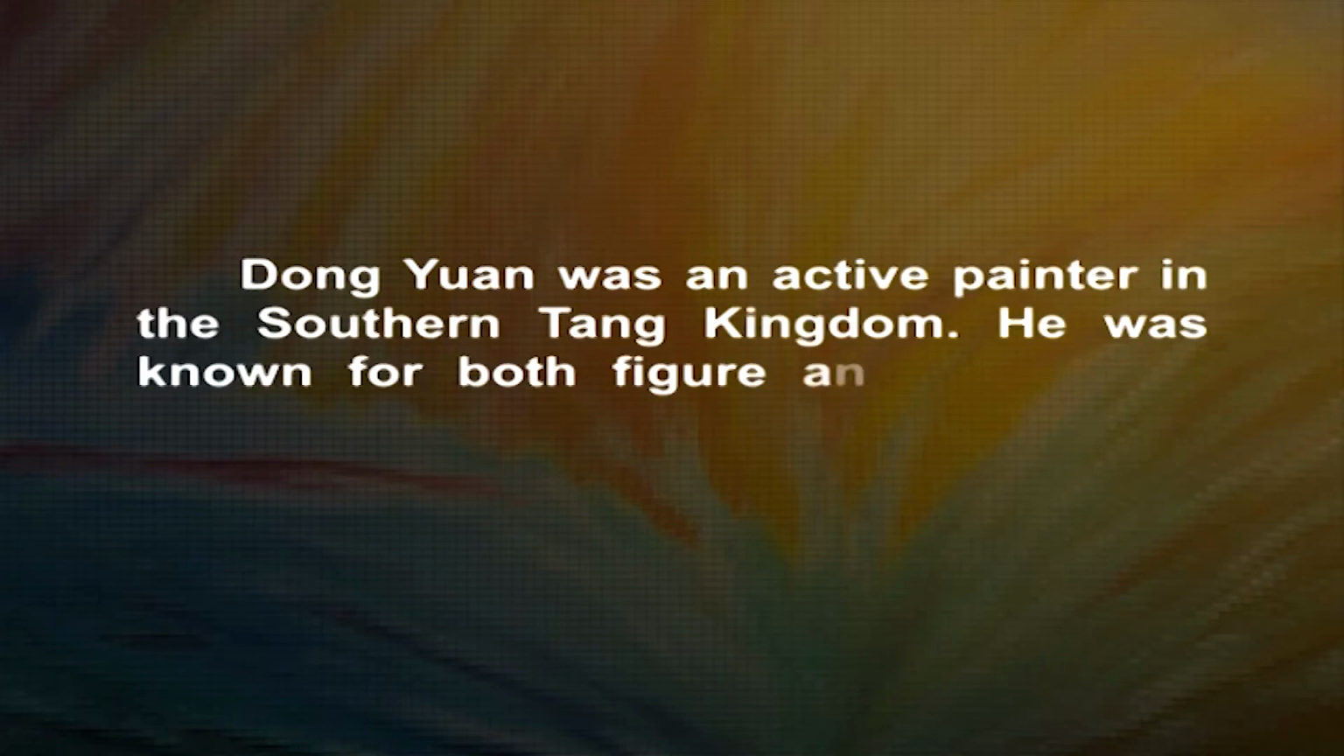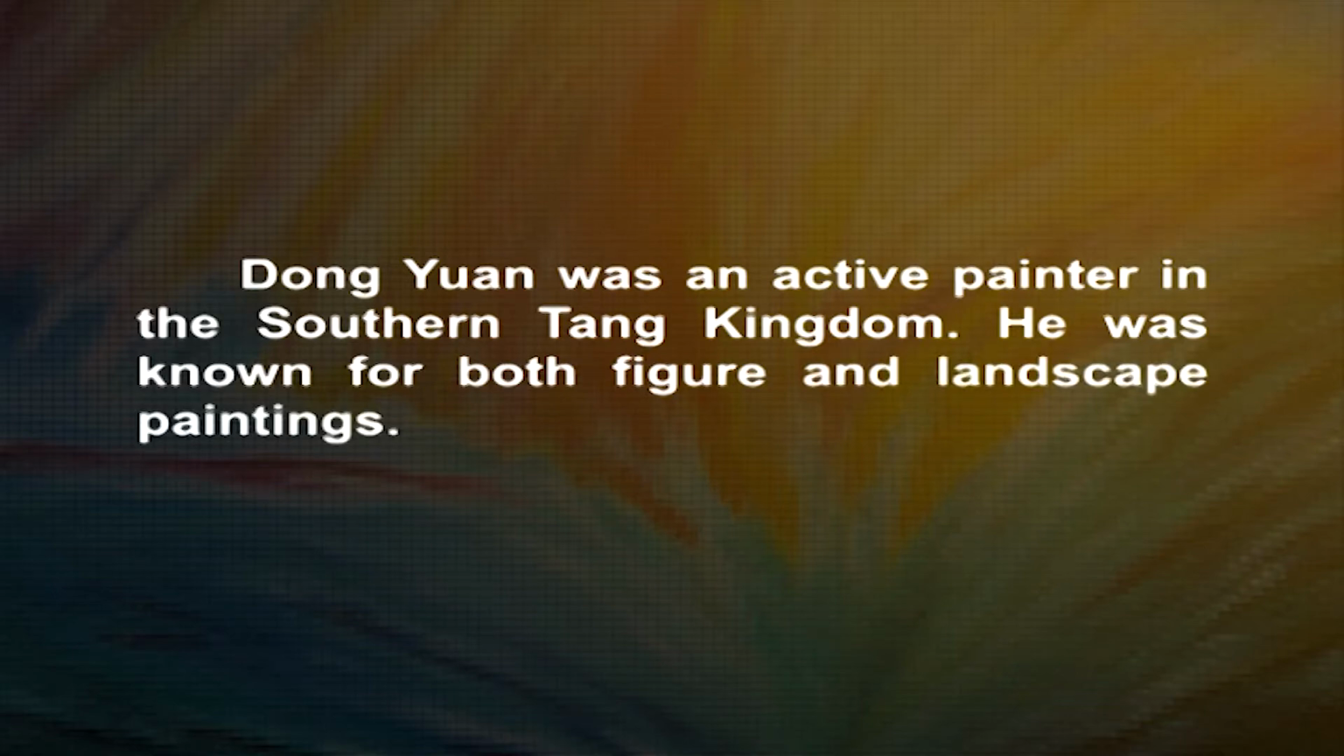As with calligraphy, the most popular materials on which paintings were made were paper and silk. The finished works were then mounted on scrolls which could be hung or rolled up. The traditional painting was also done in albums, on walls, lacquer work and in other media. Dong Yan was an active painter in the southern Tang kingdom. He was known for both figure and landscape paintings. Zhang Ziqin was an important painter during the Zhou dynasty.